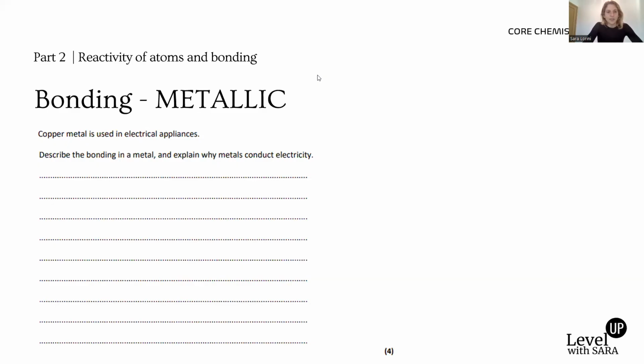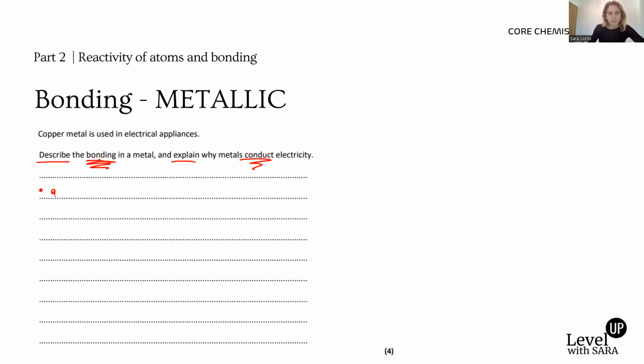Okay, the last open question for this tutorial. I hope you have tried it, you've attempted it, so 4 marks. Once again, the analysis of the question: describe the bonding in metal and explain. So describe, explain, and then it is in terms of bonding, and then the property, conduction. So we can see already where the 4 marks are distributed. Okay, so describe the bonding in metal.